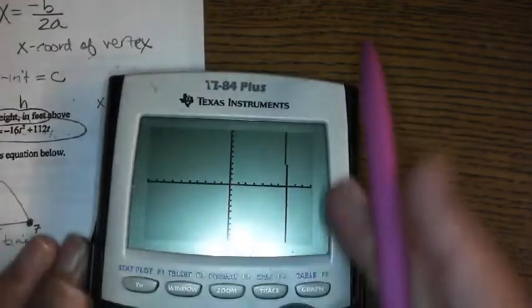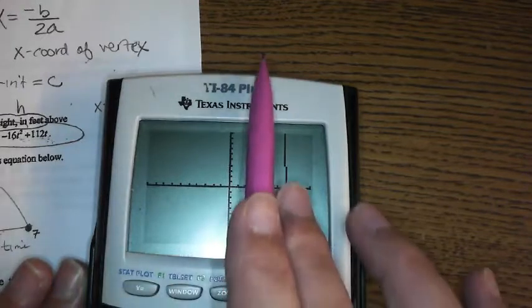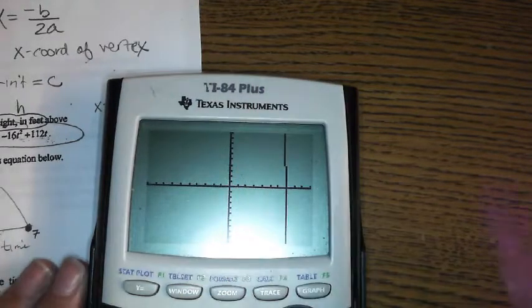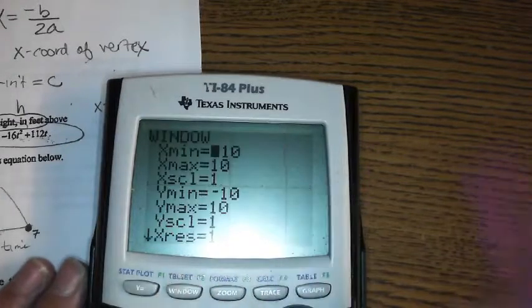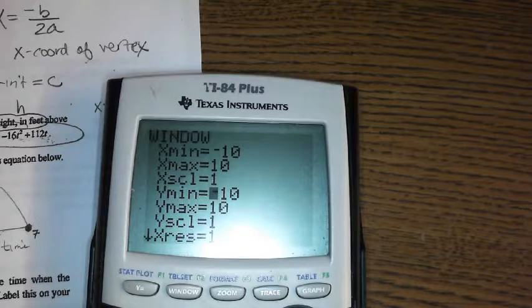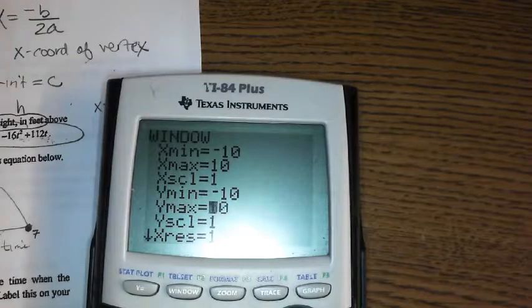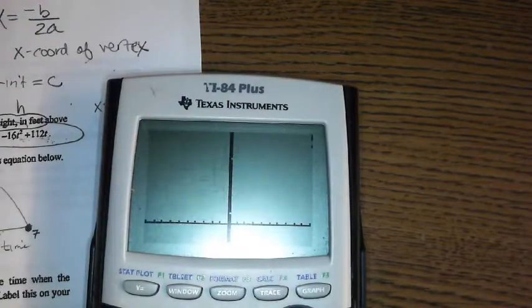So which axis, if I need to see further up, which axis do I need to see more of? The y-axis. So when you go to your window, you've got to go to your y minimum and maximum, and you've got to increase, especially the maximum. I don't care so much about the minimum, knowing that my maximum's up somewhere. So if I go up to 50, and you might need to play with this, 50 might not be enough.